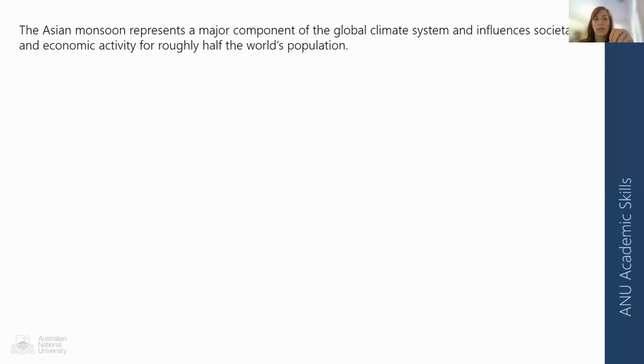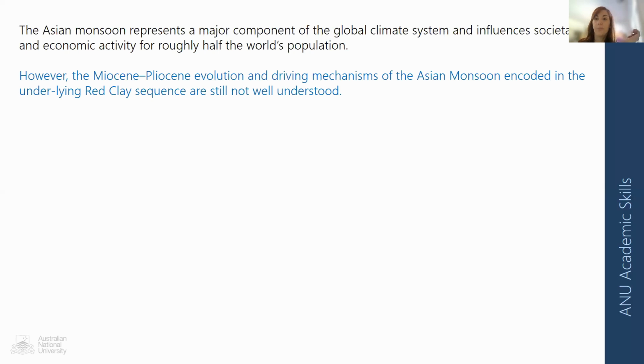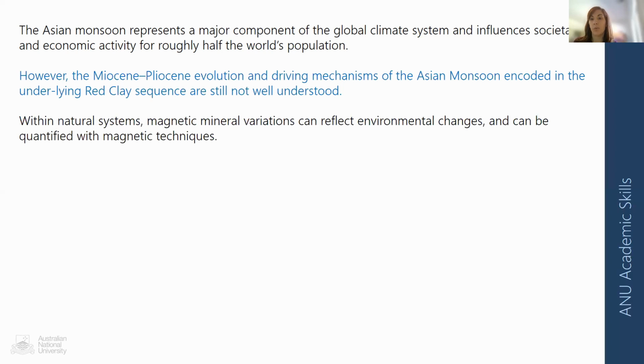That sounds good. It gets us understanding this is about the Asian monsoon and its relationship as a global climate system, but also the way it works in the world of men and women in an economic society. And then the concluding sentence of that paragraph: however, the Miocene-Pliocene evolution and driving mechanisms encoded in the underlying red clay sequence are still not well understood. So we've really narrowed in by the time we got to the end of that paragraph. We're still talking about the Asian monsoon, but we've got some other keywords in there that are giving us more context as to what this author is working on.